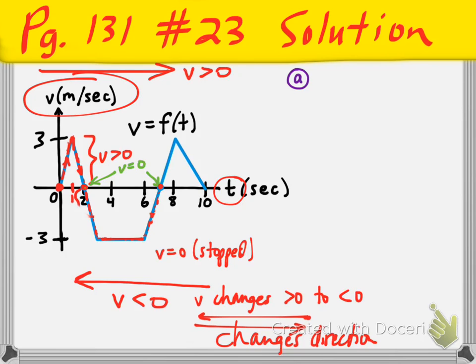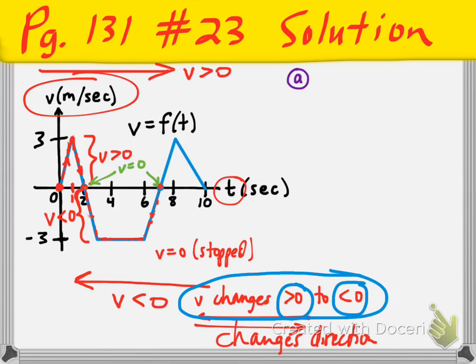I'm concentrating on too many things at once. So down here, everywhere underneath the t-axis is where the velocity is less than 0. Okay, well, what did we just say? We said that if the velocity changes, down here, from positive to negative, it changes direction. And so that's exactly what we see here.